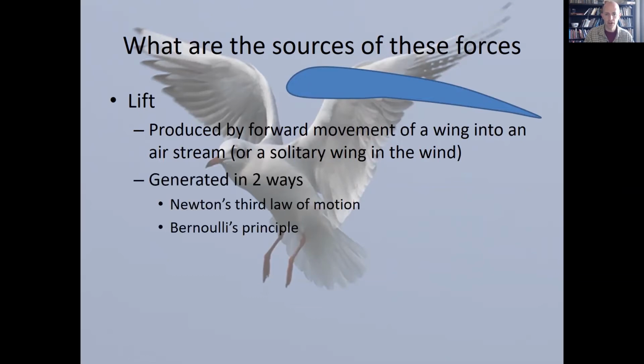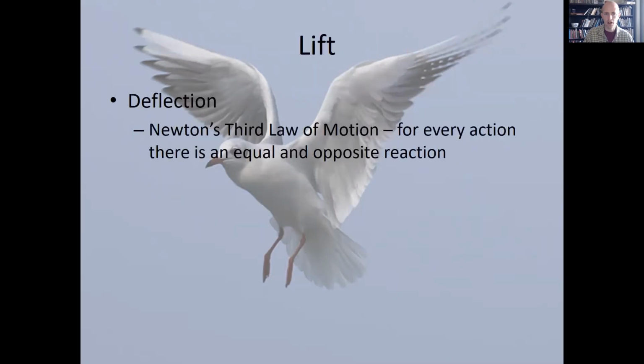And if you move forward, or if you have great wind with this shape, then you are going to get lift. And it's generated kind of in two different ways. We can't isolate it as just one or just the other. It's a combination of two. One is Newton's third law of motion, and one is something called Bernoulli's principle. Newton's third law of motion says that for every action, there's an equal and opposite reaction.